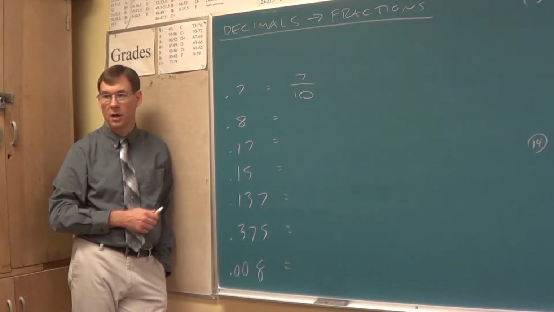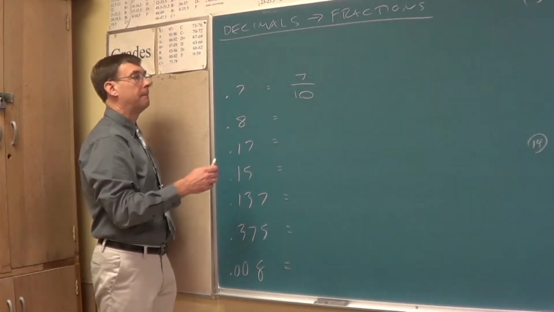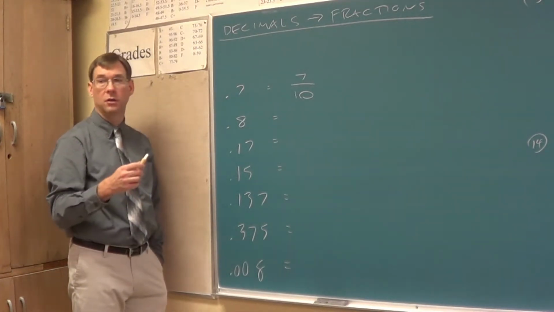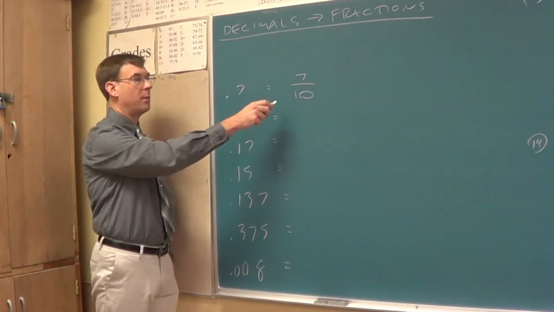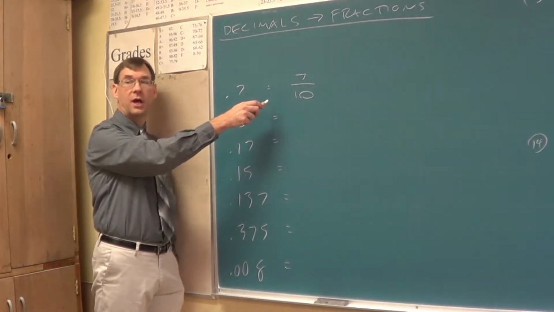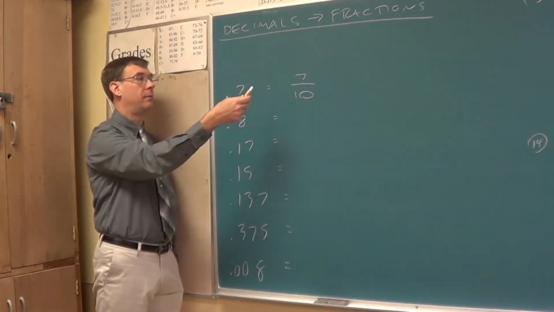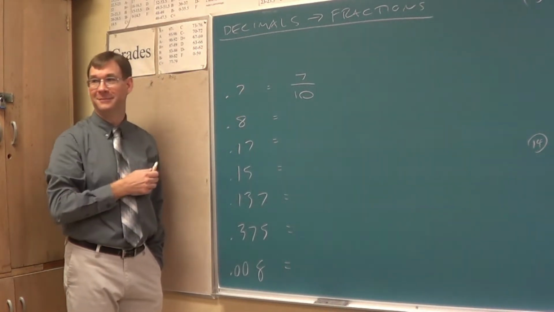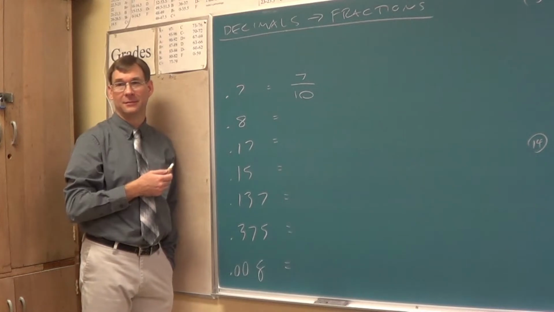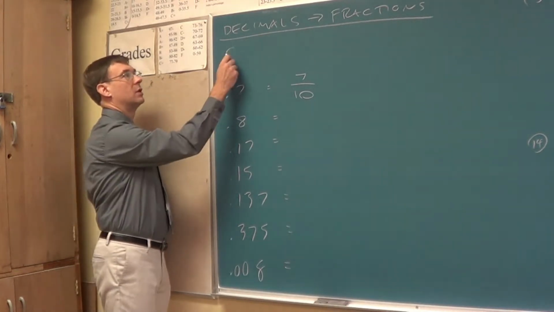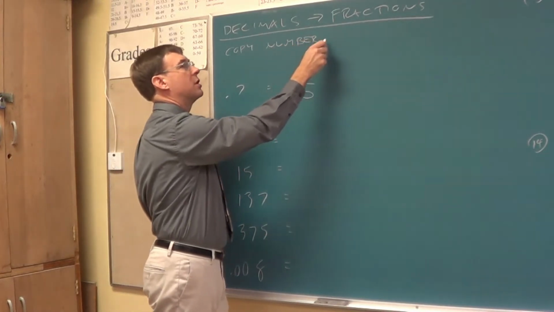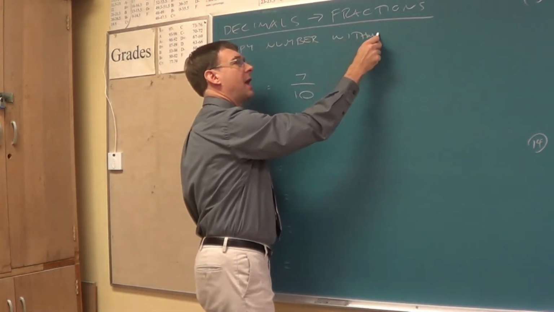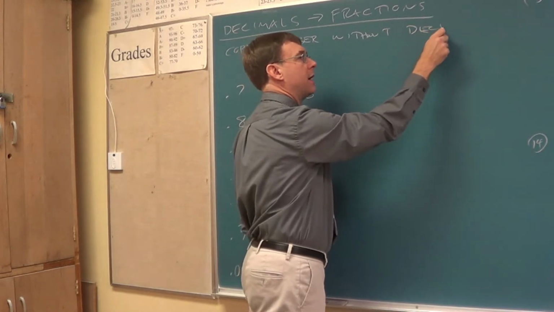Because 7 is in the first place on the right. The tenths place value always goes on the bottom. When we're making our answer, the place value is always going to go on the bottom. How do we do the top? Just copy the number. So we're going to copy the number that they give us that you can see with your eyes, but always copy that number without the decimal point anymore.